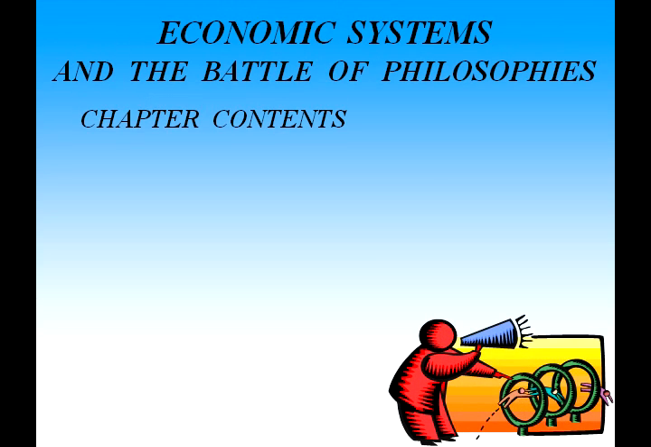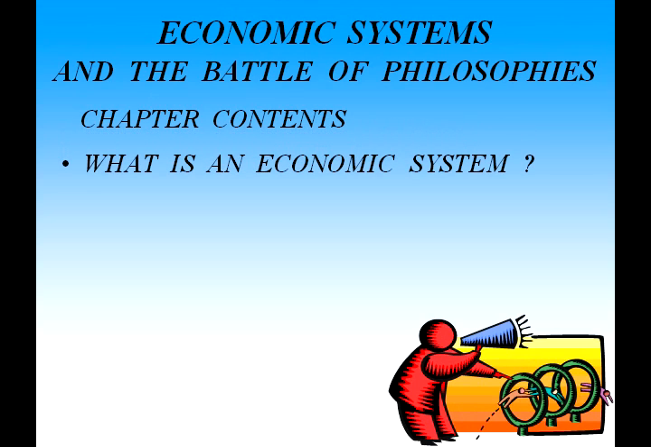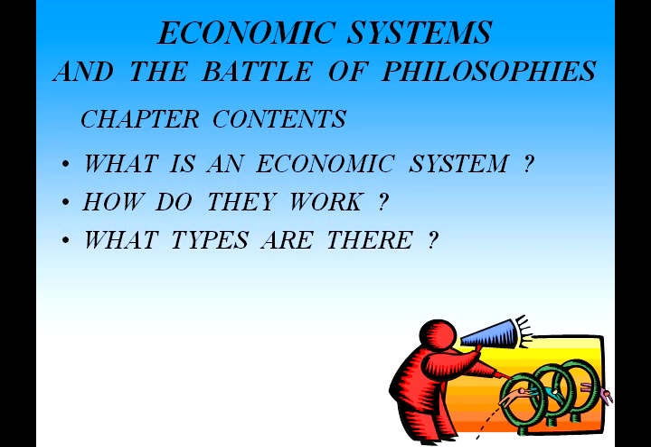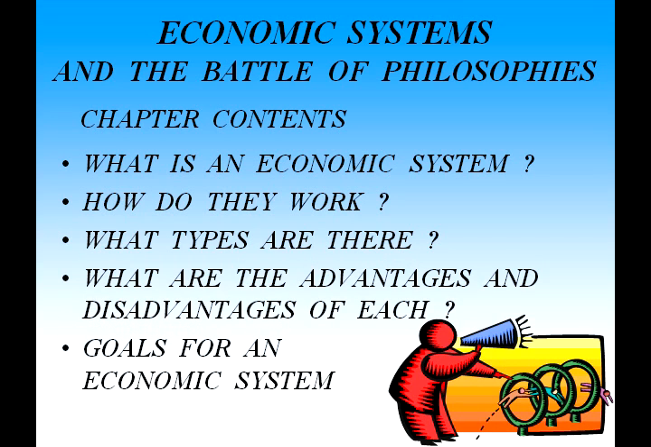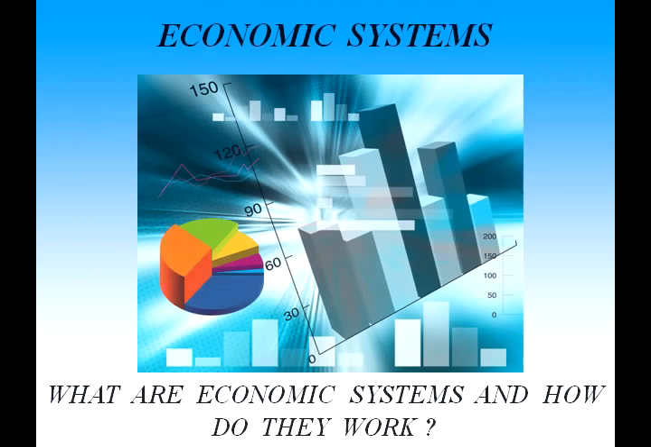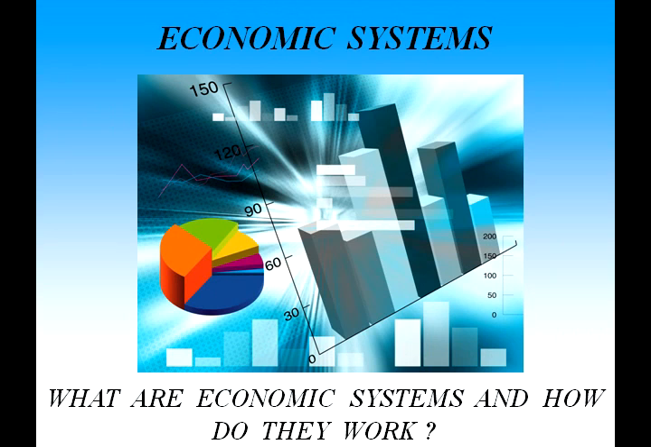So let's begin. Our agenda for this chapter is very straightforward. The first thing we're going to do is define what an economic system is for you. Then we're going to start talking about how they work, what types there are, and what are the advantages and disadvantages of each, and then we'll give you a simple list of goals for any economic system. So let's start at the top of that agenda and take on two things here. What are economic systems? We'll define what they are for you and start to look at how they work.